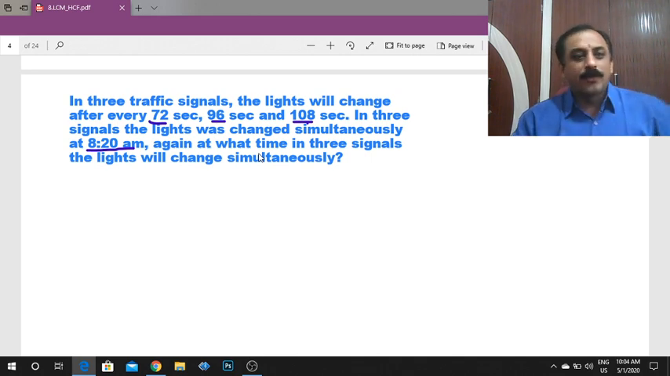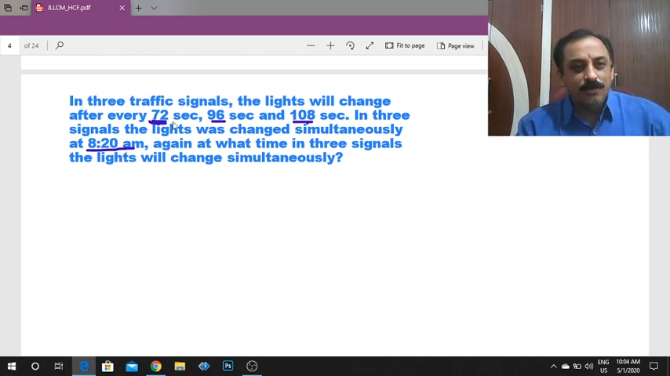Okay. Now see, here three signals are there. In the first signal, the lights will change after every 72 seconds. Second signal, 96 seconds, and third signal, 108 seconds respectively. In three signals, the lights will change simultaneously at 8:20. Again, at what time will the lights change simultaneously? First of all, after how many seconds will the lights change simultaneously? Find the answer. So first find the LCM of these three numbers. What is the LCM of these three numbers?